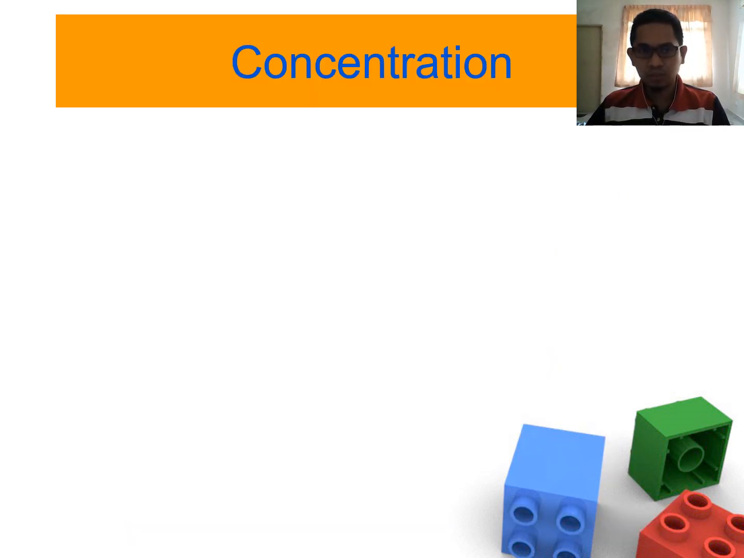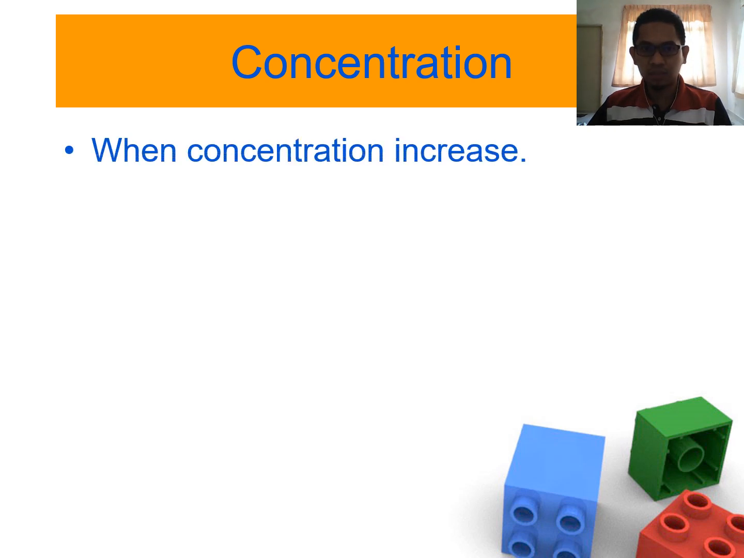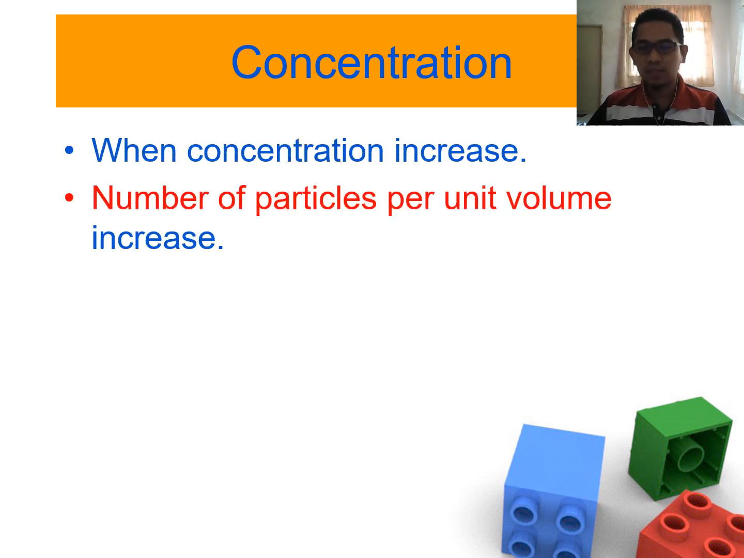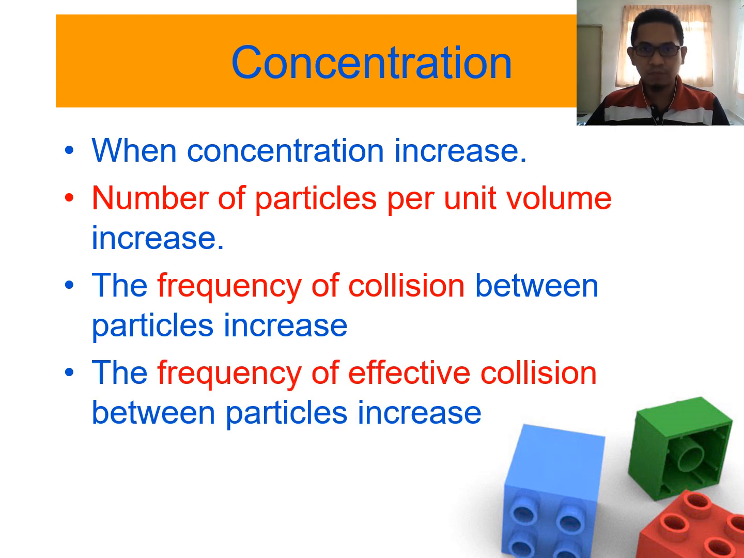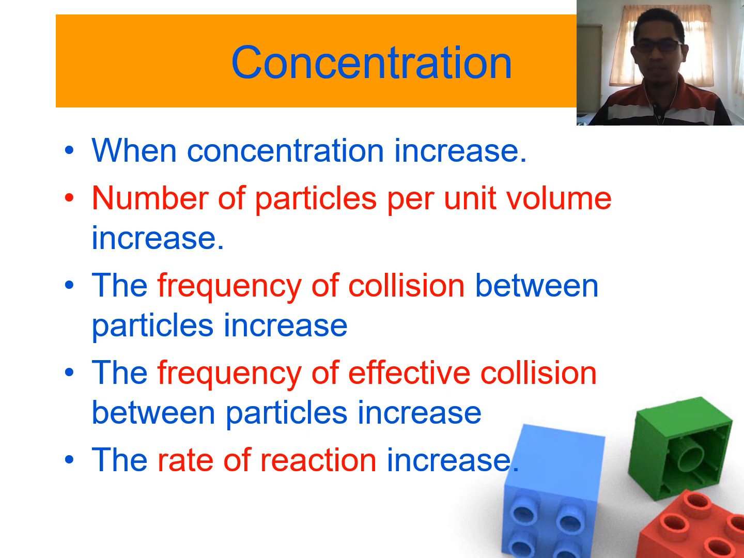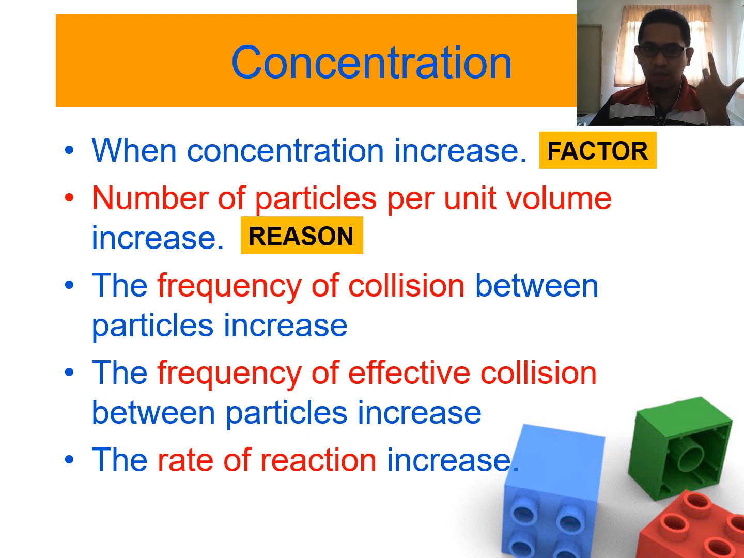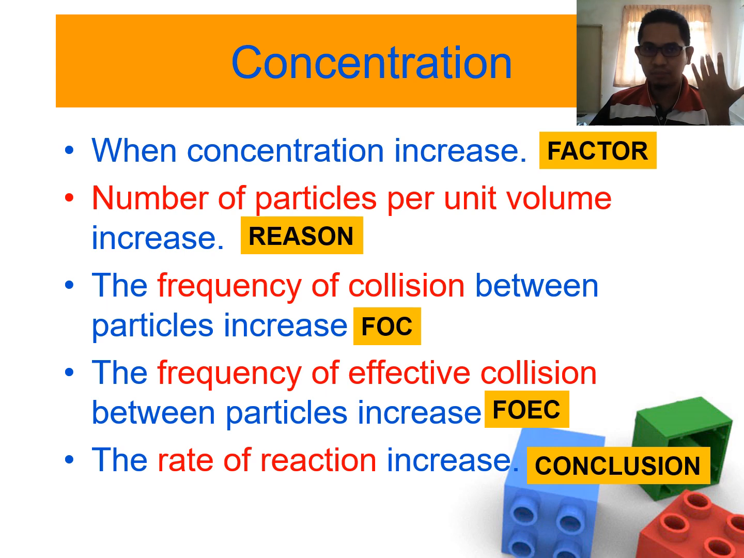Factor concentration. When concentration increases, the number of particles per unit volume increases. So the frequency of collision between particles increases. Frequency of effective collision between particles also increases. So the rate of reaction increases. Here we can see there are 5 points to be remembered. First, factor, reason, FOC, FOEC, and conclusion.